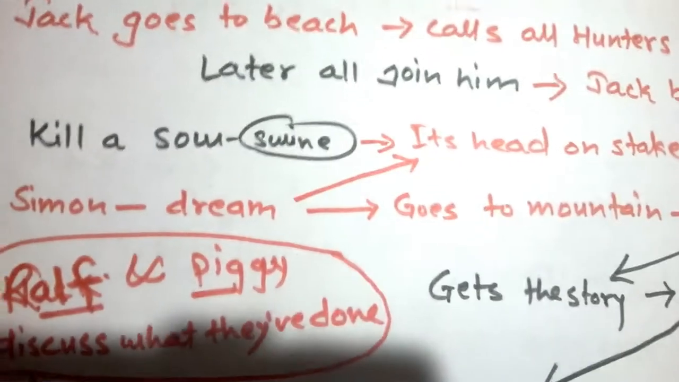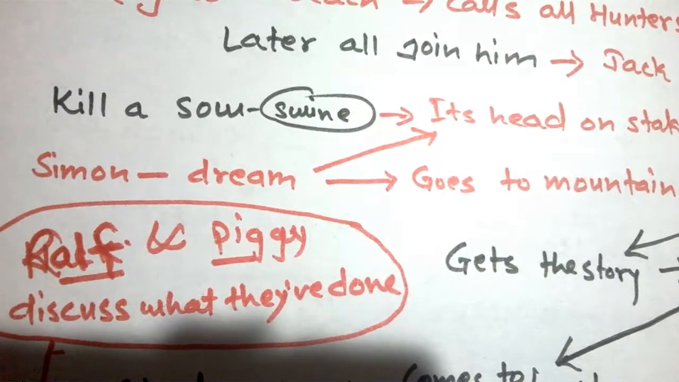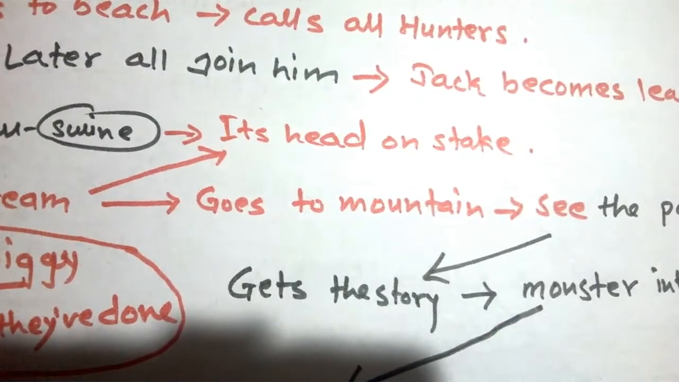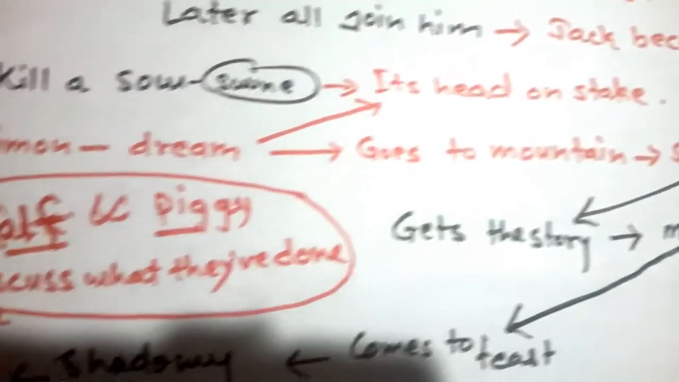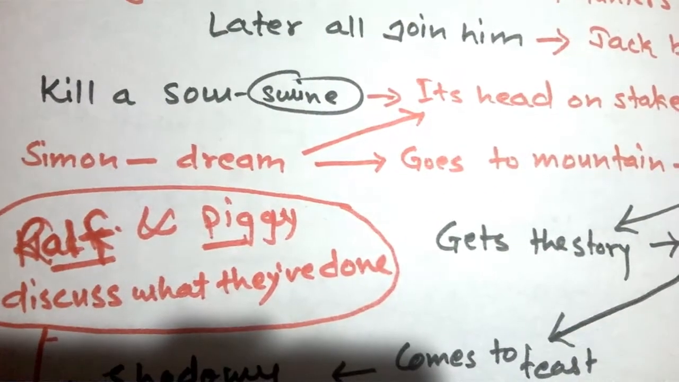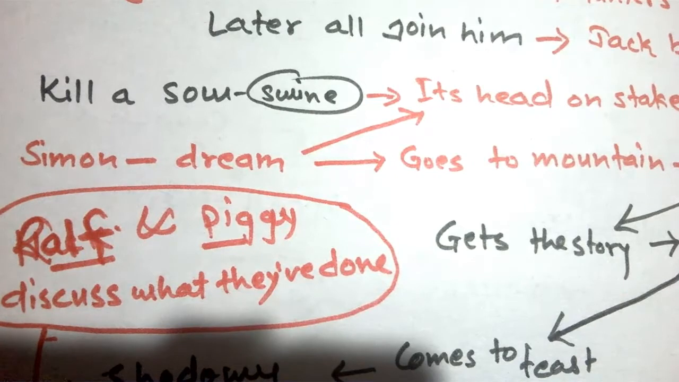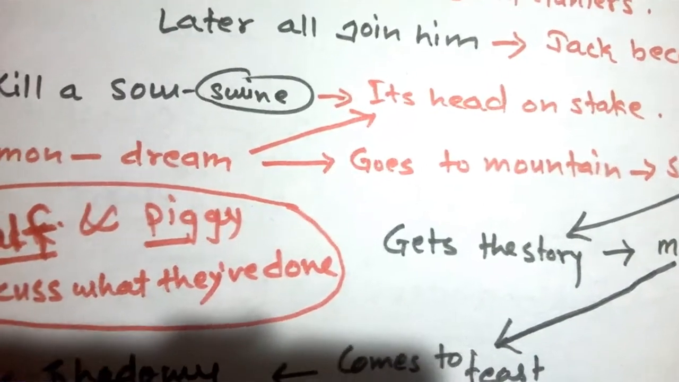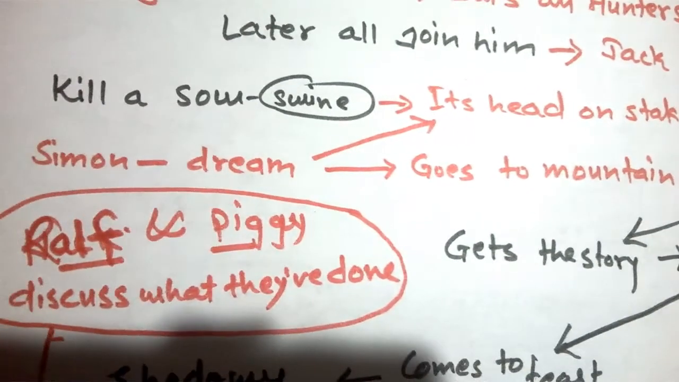Okay. Now Jack goes there and they kill a sow. Sow means a female swine, a big female swine. They keep the head on a stake. And there was Simon. Simon and Eric, we know that they both are twins.